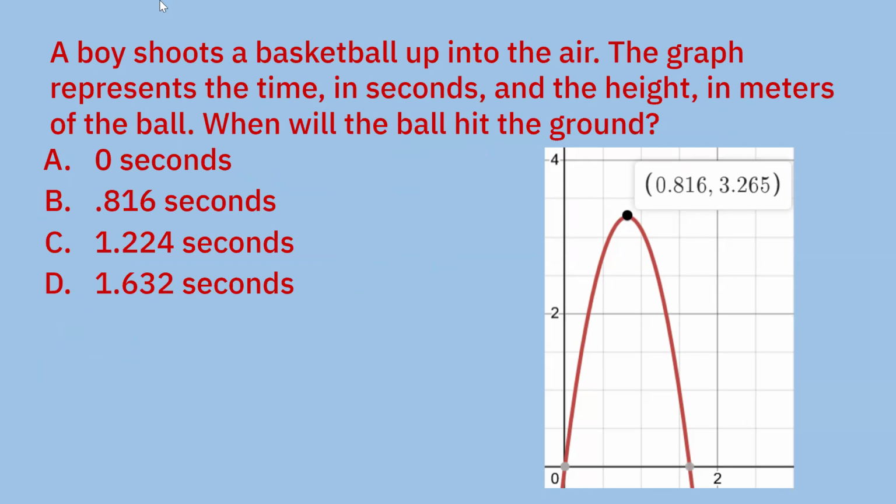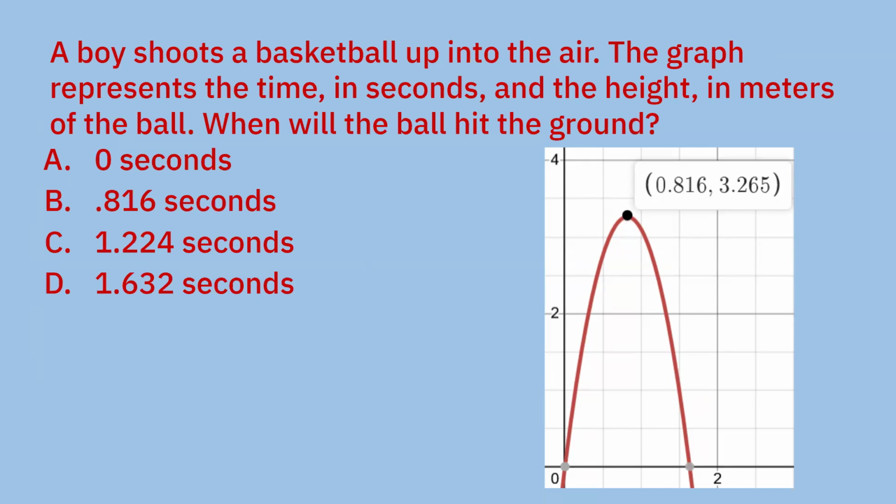A boy shoots a basketball up into the air. The graph represents the time in seconds and the height in meters of the ball. When will the ball hit the ground? Okay, so the time is going to be this way in the x-axis, and the height is like this, right? Because you wouldn't have time go up and then back down. Time is going to be going straight. But height would make sense to go up and then back down to the earth, because you're throwing something up and what goes up must come down. At least that's what they've been telling us.